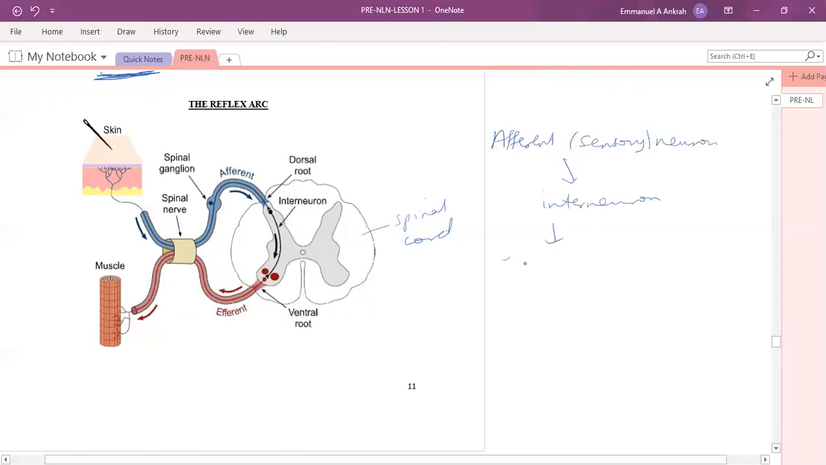The efferent neuron is also known as the motor neuron. And then the message goes to the muscle. If it's your leg, then you're going to lift up your leg quickly. And if the arm, you're going to move it quickly. So it's a quick response. So from afferent to interneuron, then to the efferent neuron. Okay, that's the pathway. Okay, and then the response is generated.